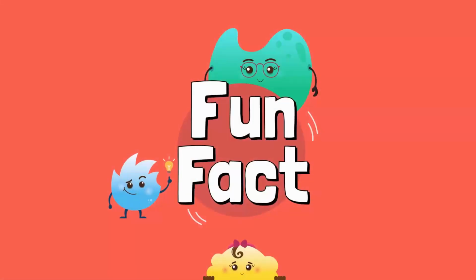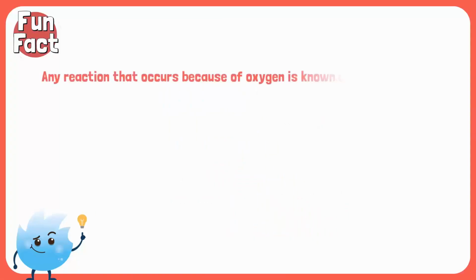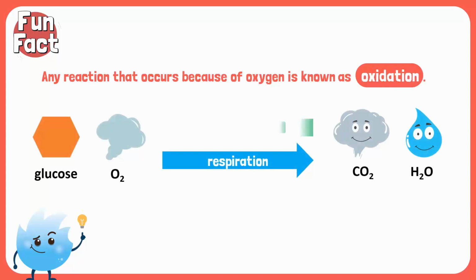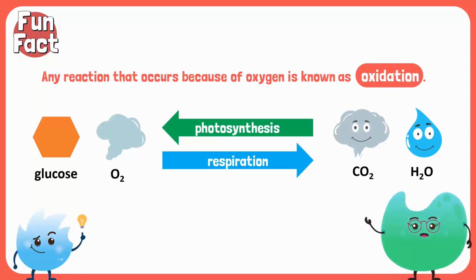Here's a fun fact. Any reaction that occurs because of oxygen is known as oxidation. Respiration is an important example of oxidation. So together, photosynthesis and respiration help plants live. Yes, the relationship between photosynthesis and respiration in a plant is very important.